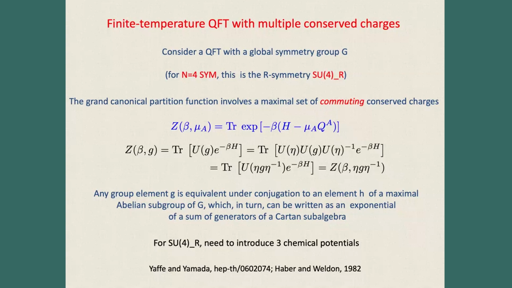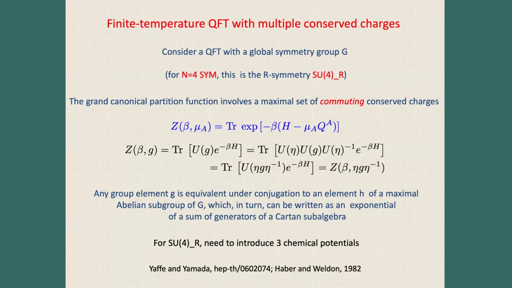So if I have a trace, and then I have e to the minus beta H, and here is my representation of the group element g, represented by U, then you can insert 1 under the sign of trace, which is U of eta, some other element of the group, U minus 1, right? So this gives you 1, but you can rearrange as much as you can under the sign of trace, and therefore, by homomorphism of a group, this is U of the product of eta g eta minus 1.